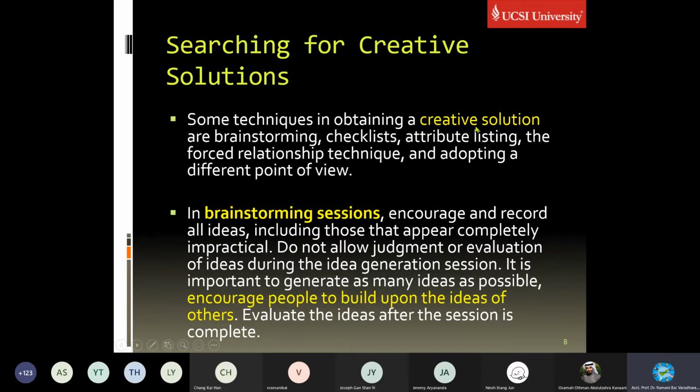Here some information is given. It's all from borrowed text material, I think, so you just follow as it is. But on top, you can have your own methodologies to solve. What is it here? Obtaining a creative solution. Brainstorming. You can have brainstorming to get information and knowledge from the locals, or to start with, to know the current scenario and interests of the people. It's called a market survey. For a market survey also, this type of brainstorming will be very helpful to know what the trend is, whether there is a niche. Then checklist, attribute listing, the forced relationship technique, and adapting a different point of view.